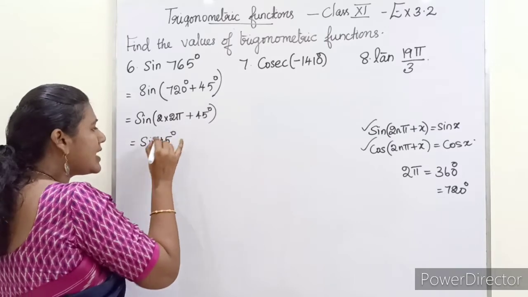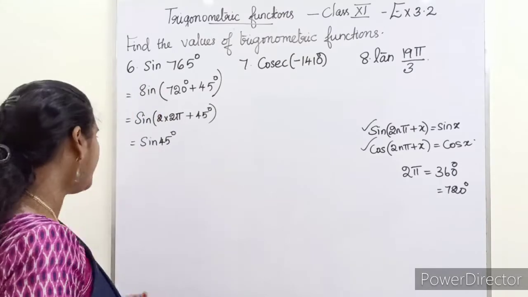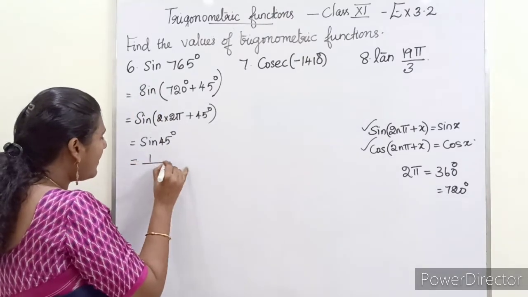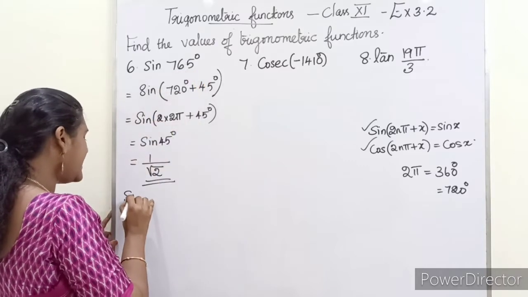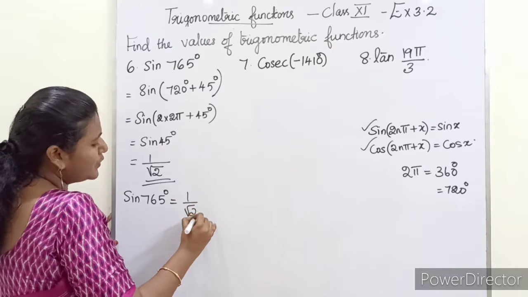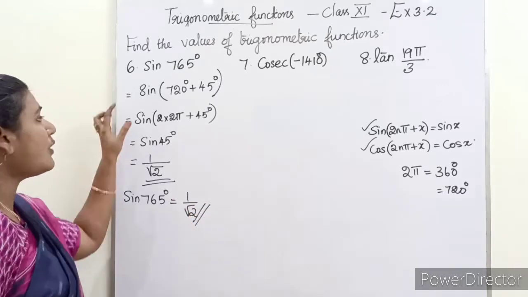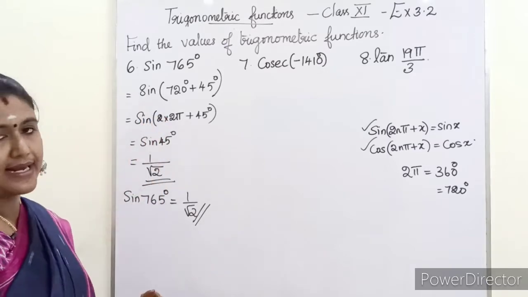So this will be equal to sin 45. Now what is the value of sin 45? We already know, 1 by root 2. So the value of this angle, that is sin 765 degrees, is also 1 by root 2 only. So this is how you have to find the trigonometric values of any angle.